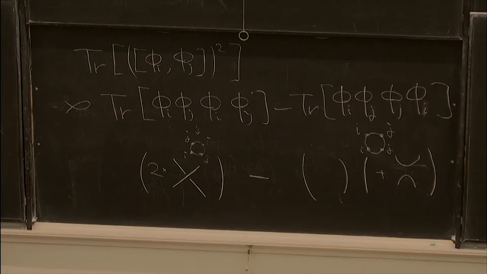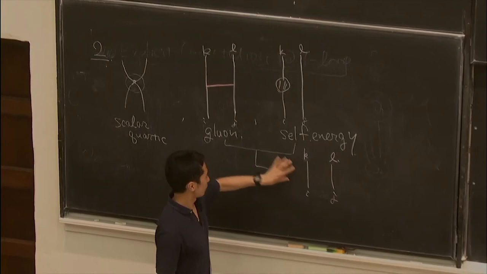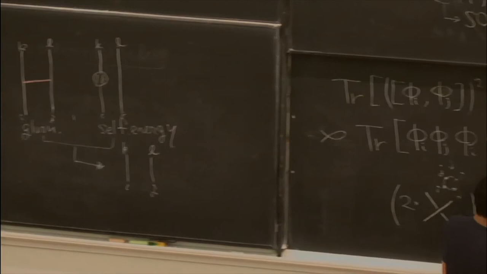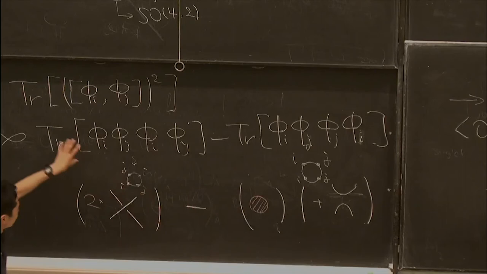Let's now combine what I observed here with what I just said. I was saying that this particular index structure can also arise from various different diagrams. Because I didn't compute the other diagrams, I cannot fix the coefficient here. But at least I can fix the relative coefficient between this and this, because we know that this is basically the only contraction that gives you a non-trivial SO6 index structure.